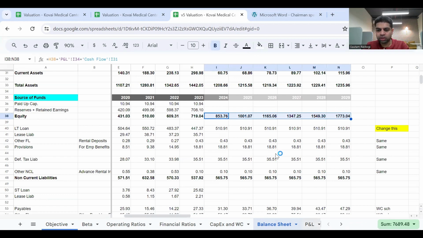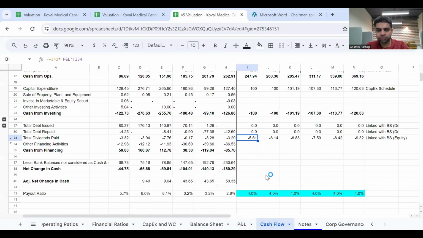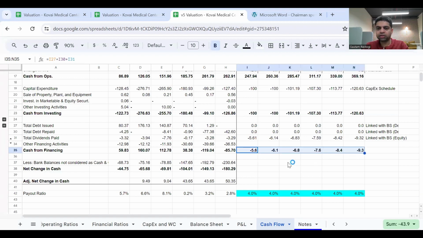Now let's go to the cash flow statement. Cash flow from financing. Let's sum up all the components that we have modeled in cash flow from financing. Since right now debt is zero, but we'll change it later. So this is my cash flow from financing. It's negative because all we have is dividends.